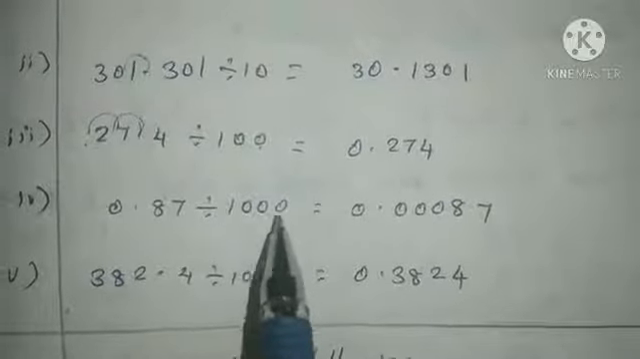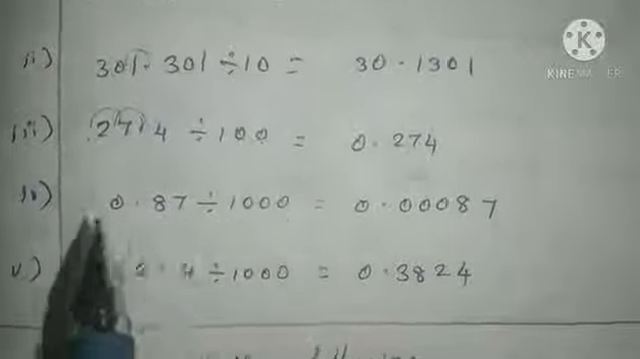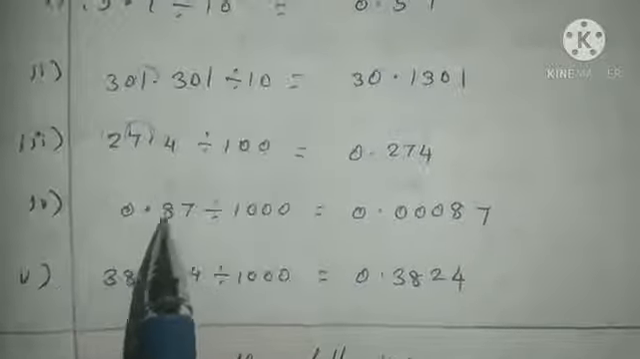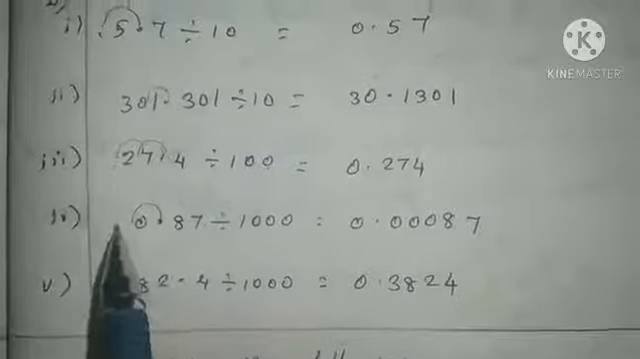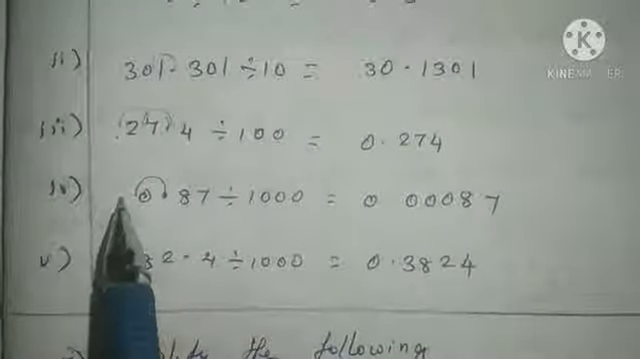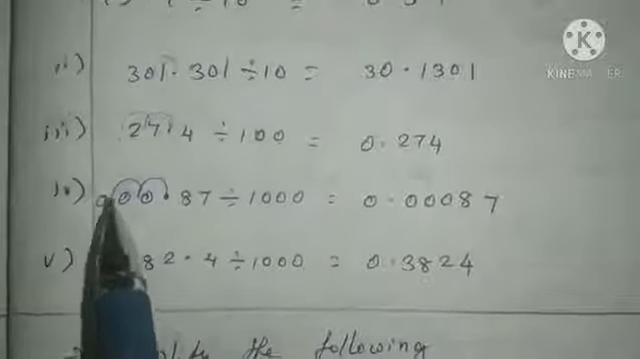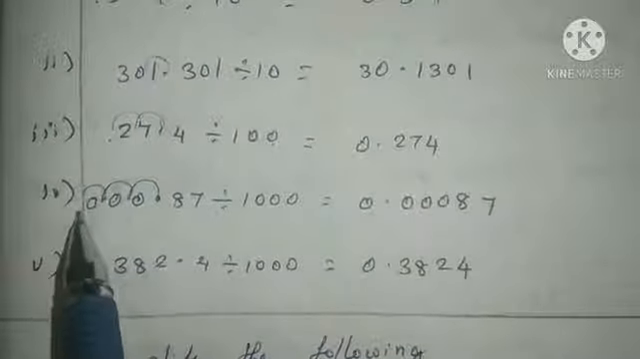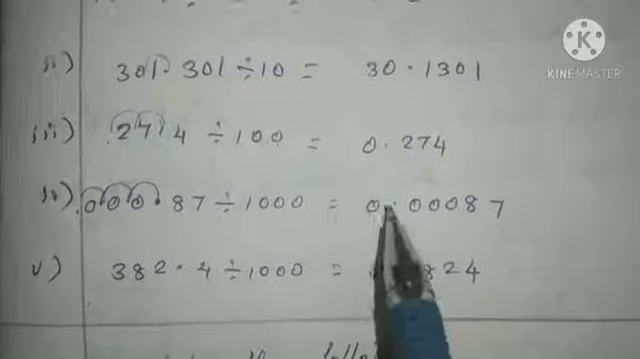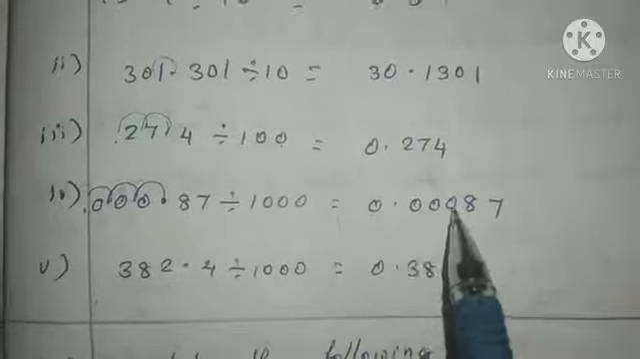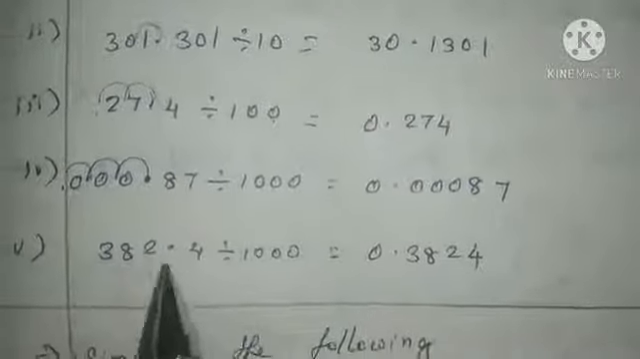The fourth sum, 0.87 divided by 1000. Here we are having 3 zeros, so you have to move 3 place values towards your left. Here the decimal point is in front of 8. When we are moving 3 places, there are no numbers on your left-hand side, so you have to put 0. Then for the second place we moved, and for the third place also we are putting 0, and the decimal point will come in front of this 0, and we get the answer as 0.00087.